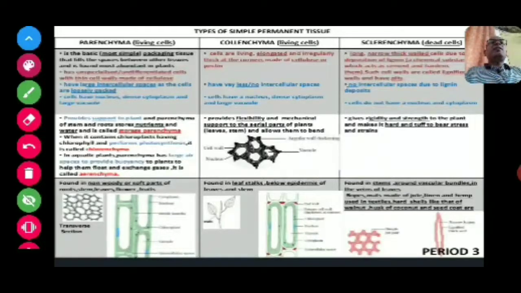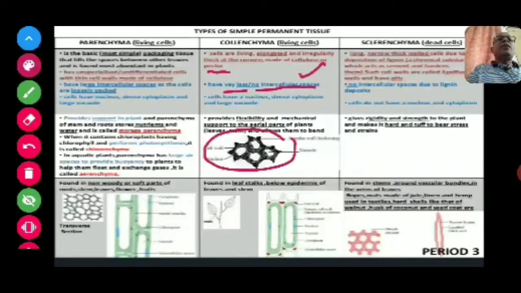In the case of collenchyma, they are also living cells. They are elongated, irregularly thick at the corners, and their cell walls are made up of cellulose or pectin. They have very little or no intercellular spaces. You can visualize here that between the collenchymatous cells there are no intercellular spaces, and the cells have a nucleus, dense cytoplasm and large vacuole. These two are living cells.